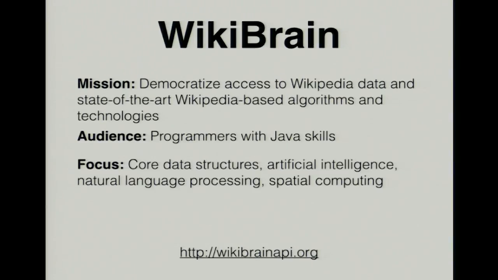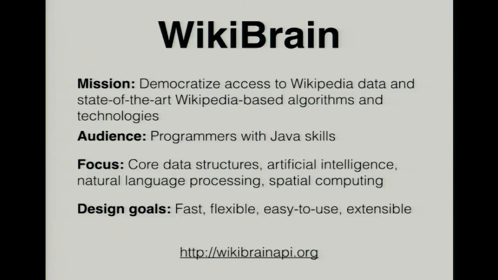The current focus of WikiBrain is on providing access to core Wikipedia data structures, to well-known Wikipedia-based artificial intelligence and natural language processing algorithms, and to the spatial data in Wikipedia, or Wikipedia's VGI. And then finally, our design goals for WikiBrain are that it be very easy, very flexible, very fast, and very extensible. Now, all of this will become more and more clear as you do your assignment this week.